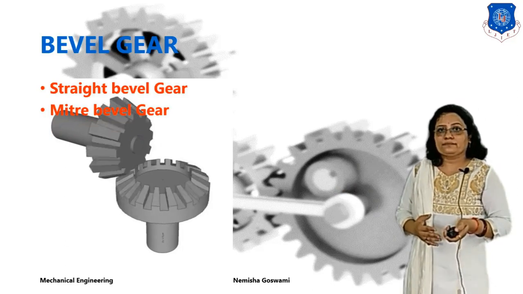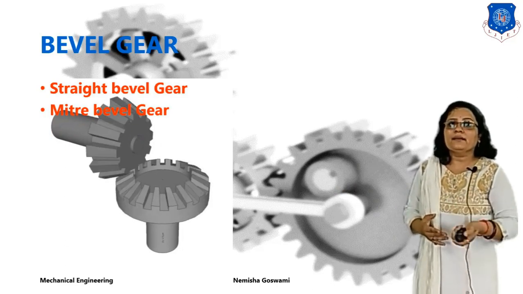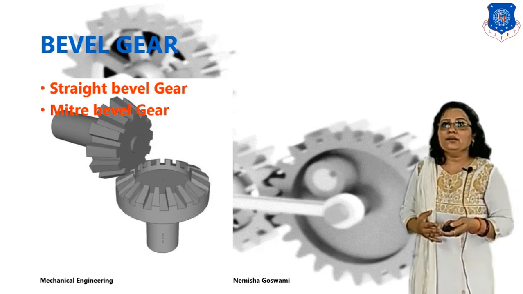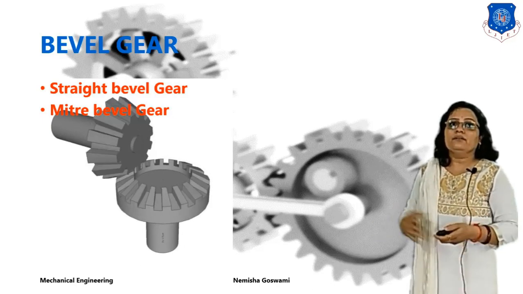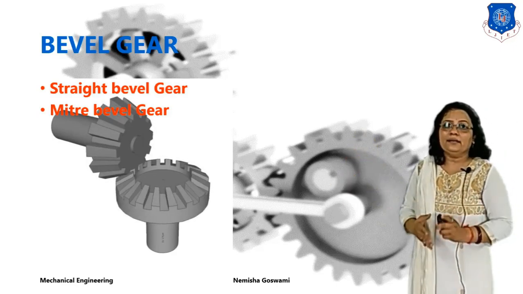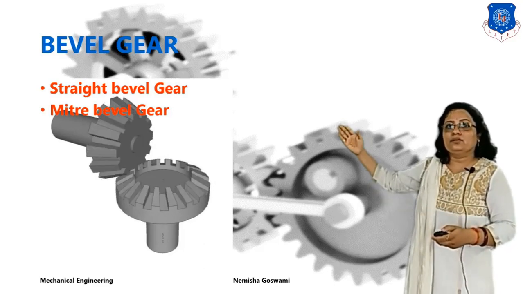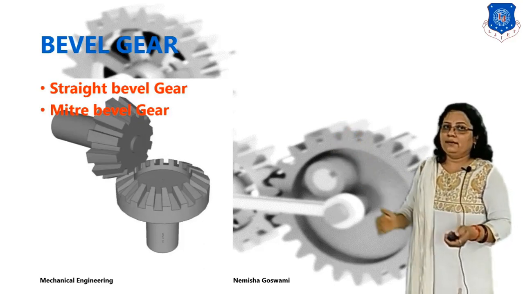Next is your miter gears. So what is a miter gear? A miter gear is a special classification when the shaft axes of both the gears are at 90 degrees. Okay, so this type of special gear is known as your miter bevel gear.